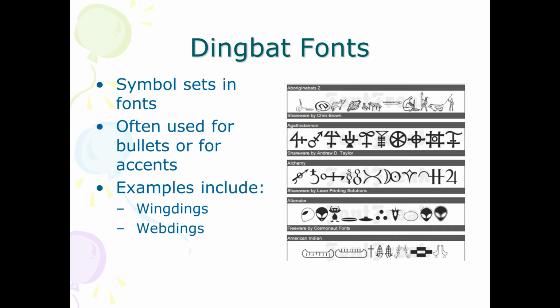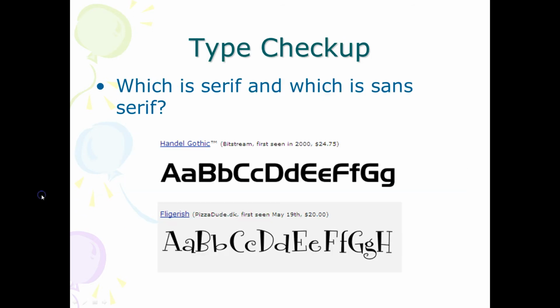Some fun fonts can be found in the dingbat category. That's going to be that category that includes things like wingdings or webdings. And we use these as symbols. A lot of times they are used for bullets or for accents. So for instance, here's one called alienator. When you type A, you get this, and B, you get this, and C, you get this cute little alien, and so forth and so on. So the letters are represented by symbols in a dingbat font. But the category is dingbat, and then the names of these fonts would be webdings, wingdings, or American Indian, or alienator, or whatever that font is called. So you can't read them as far as the letters go, but they are symbol font sets.